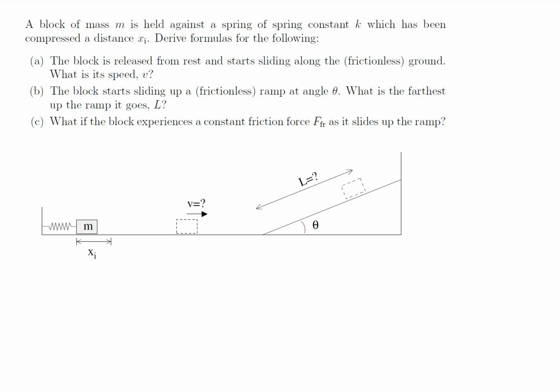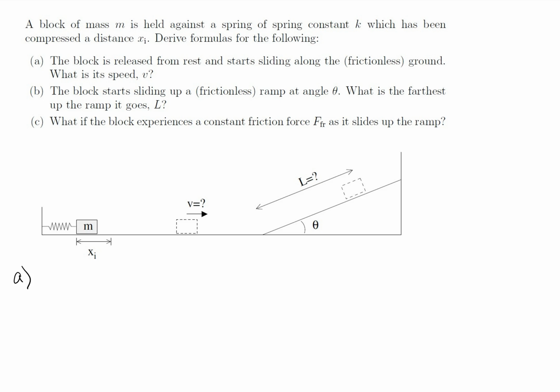Okay, so this is an example where we get to use potential energy multiple times, multiple kinds of potential energy to solve a problem. So elastic potential energy and gravitational potential energy, and then there's some friction added in at the end. So in part A, we're asked, okay, let's do the setup.